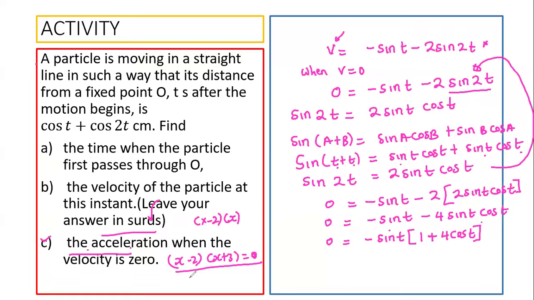So we say that either x minus 2 is equal to 0 or x plus 3 is equal to 0. That is correct. The same concept applies here: negative sine t is equal to 0, or 1 plus 4 cos t is equal to 0. Okay. Good. Can we solve this?